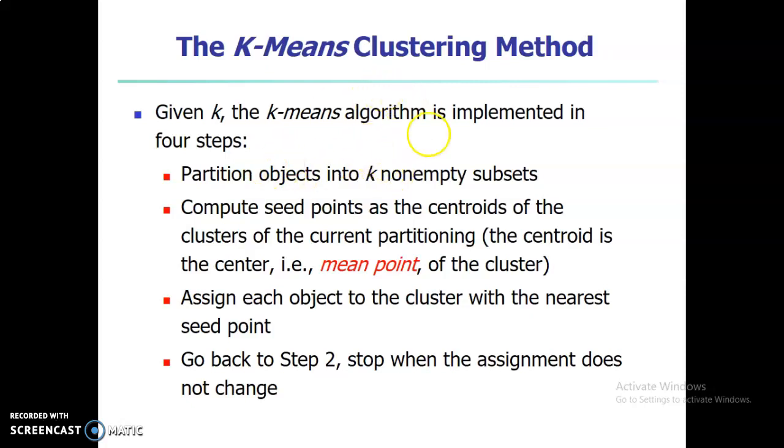For every partition, we compute a seed point, which is nothing but the mean or the centroid of that particular cluster. Based on that centroid, we assign each object to the cluster with the nearest seed point. Those near to that particular mean are settled into that cluster. If not, we check whether it is near to some other centroid. This is how we form the clusters.